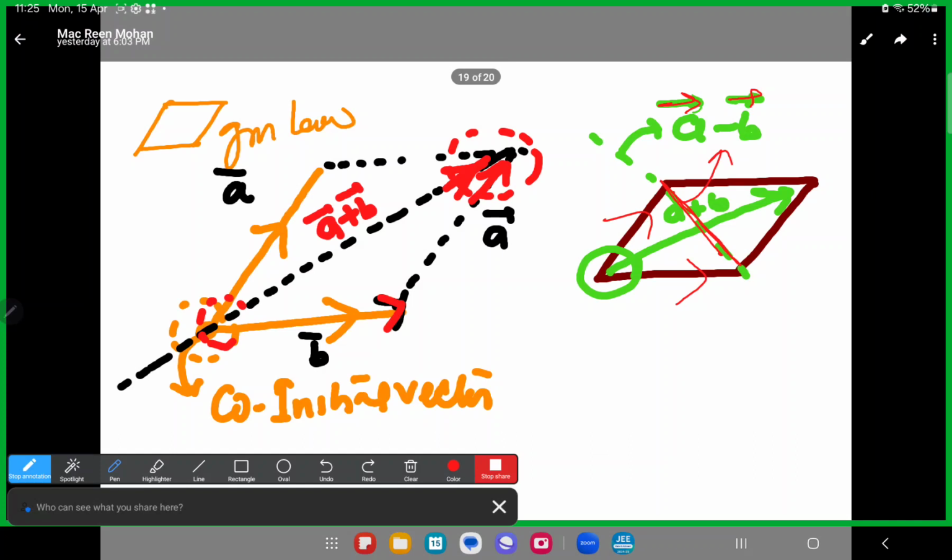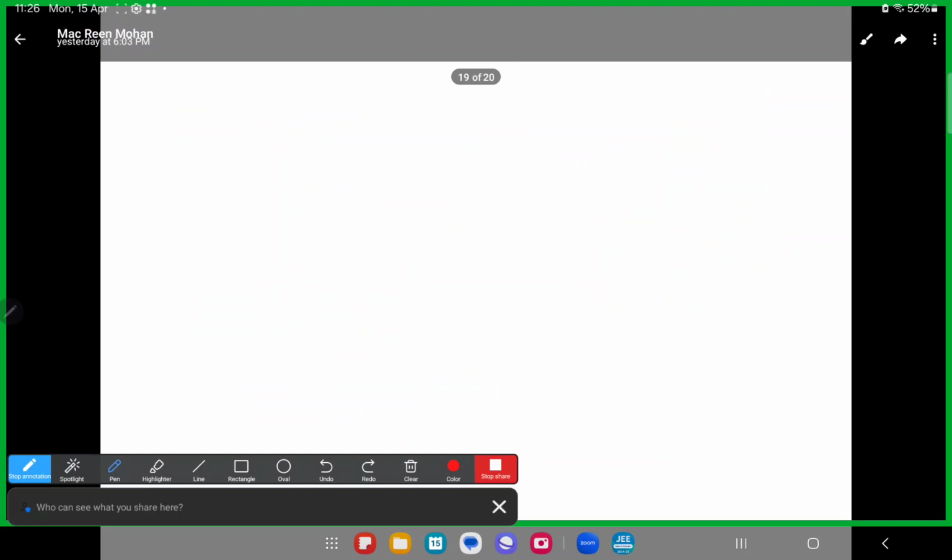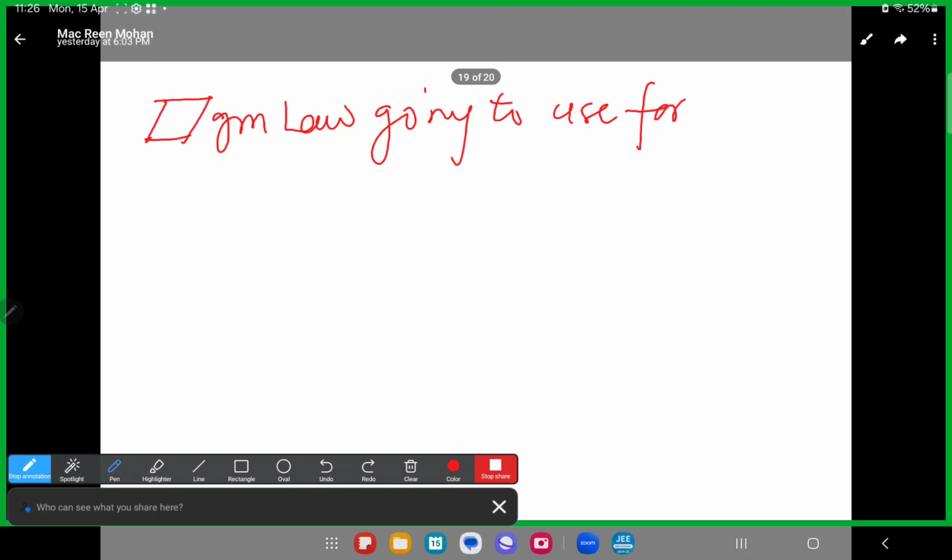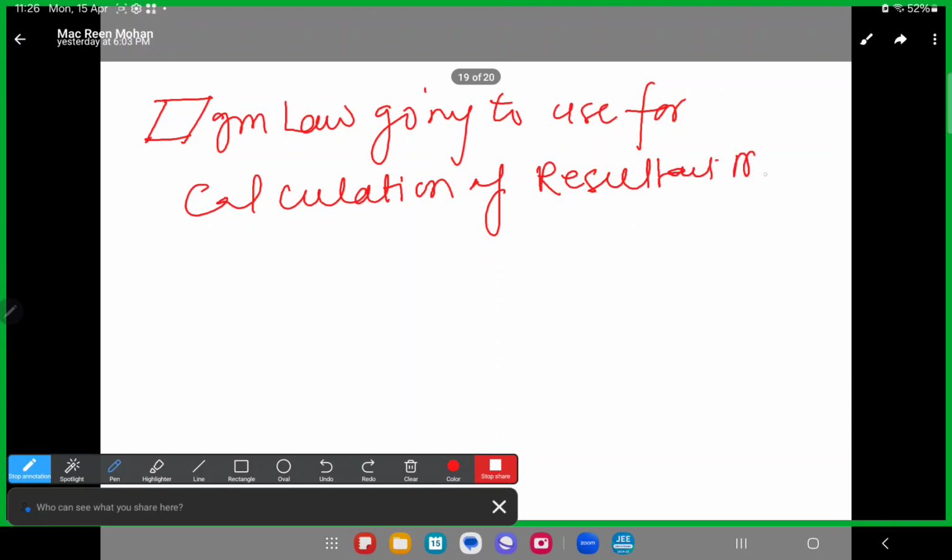Clear? So this is all about the parallelogram law. I thought you got the sense. Now the parallelogram law is going to be used for the calculation of the resultant magnitude.